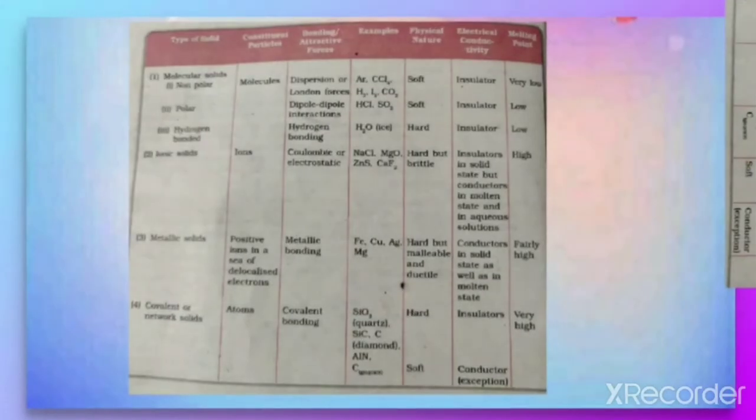So this is all we have discussed about the four types of crystalline solids, that is molecular solids, ionic solids, metallic solids, and covalent solids. This is classified on the basis of their constituent particles, and we discussed the force of interaction between the particles, their general properties, and examples of each.